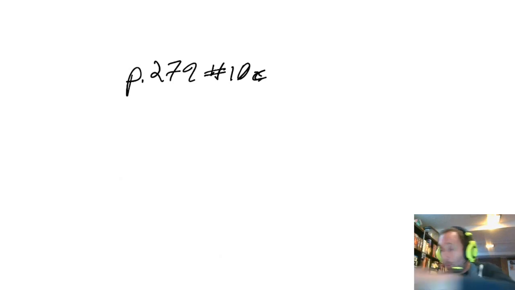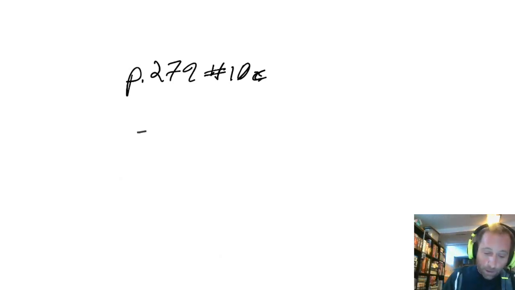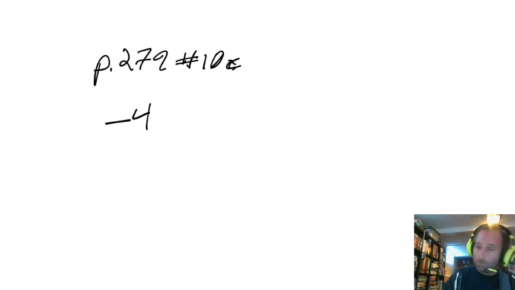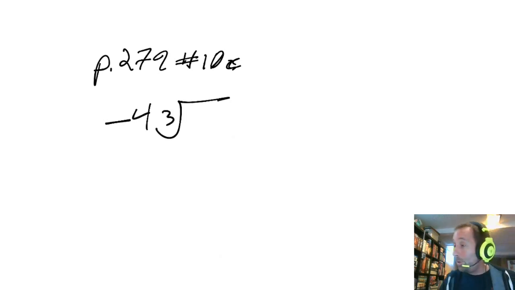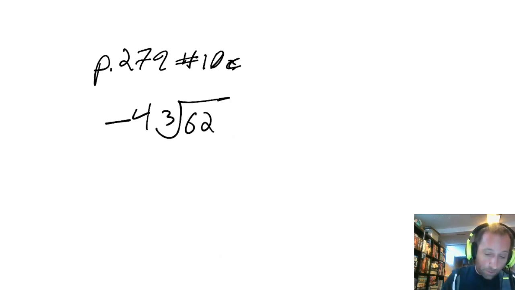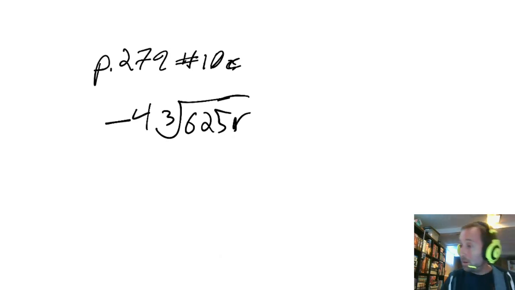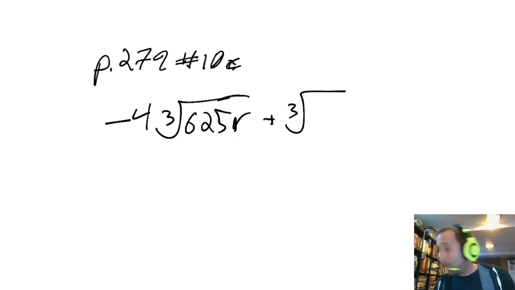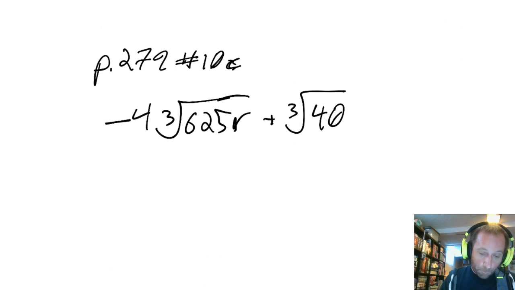So simplify each expression. So this is negative 4 times the cube root of 625r plus the cube root of 40r to the power of 4.